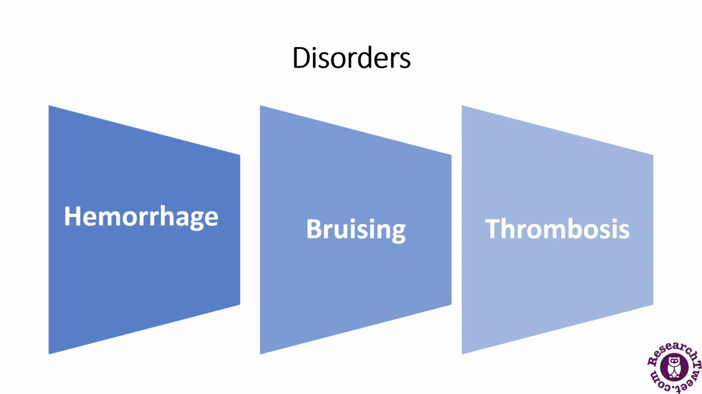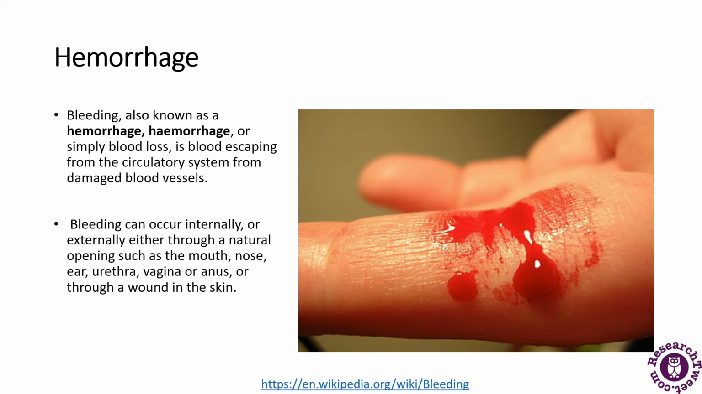Next, if clotting does not take place, it may lead to several disorders. What are these disorders? Hemorrhage, bruising, and thrombosis. We will discuss each of the three in detail. Hemorrhage is bleeding, simply blood loss, where blood escapes from the circulatory system through a damaged blood vessel. When there is damage, the blood will not clot, so it is released from the circulatory system, and it can be internal as well as external, either through a natural opening, for example mouth, nose, ear, vagina, or anus, or through a wound in the skin.